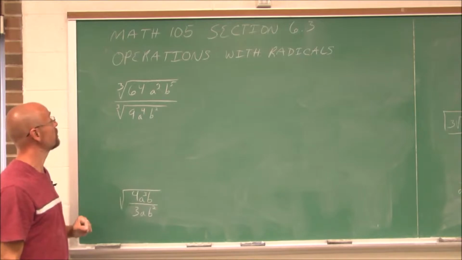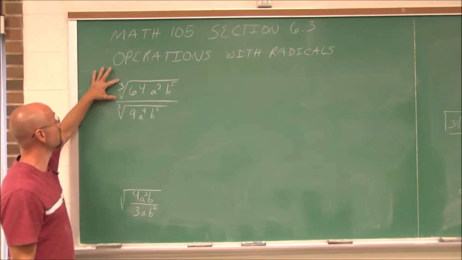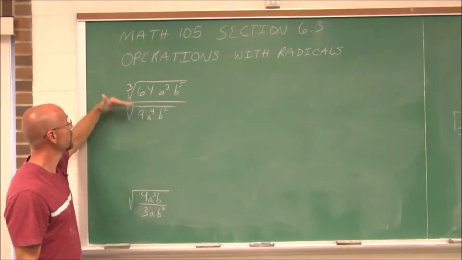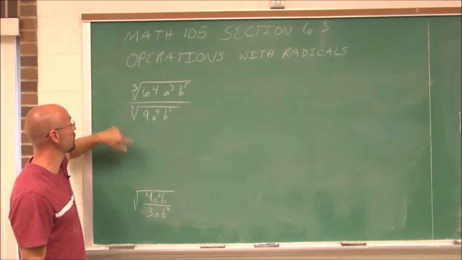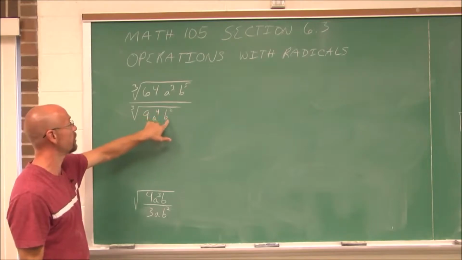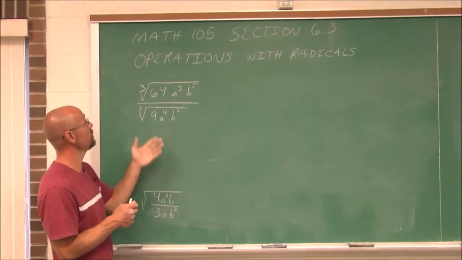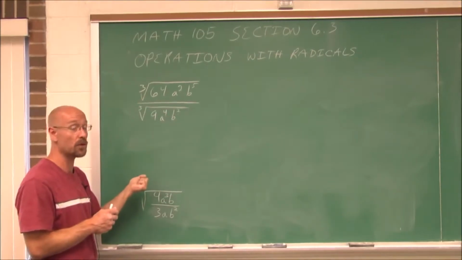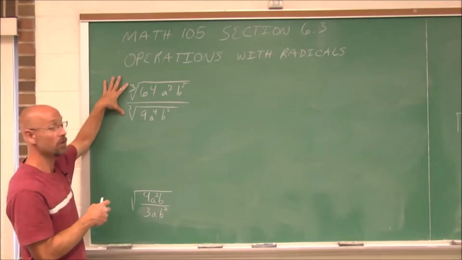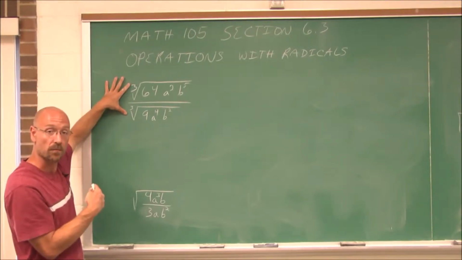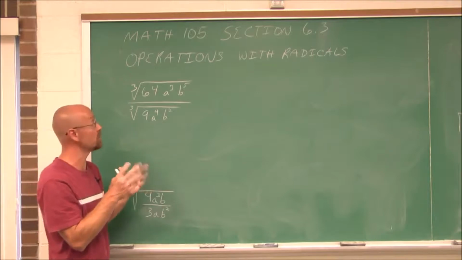Let's attempt this problem right here. We have the cubed root of the radicand 64a squared b to the 5th divided by the cubed root of the radicand 9a to the 4th b squared. Now, there's two ways to approach this one. You could simplify your radicals first, or you could use the quotient rule to write these under the same radical and then attempt to simplify. So either way you approach it is just fine.